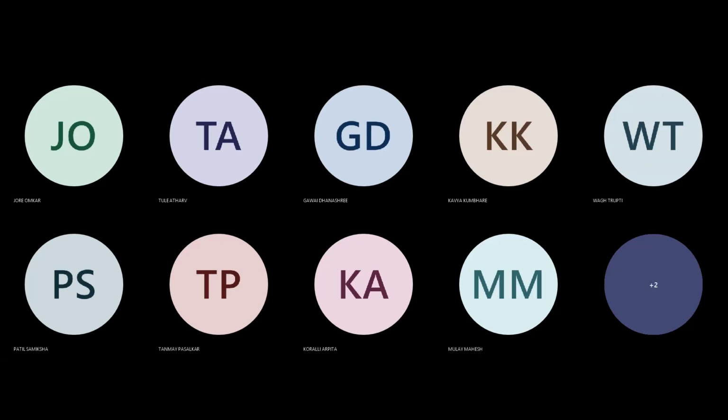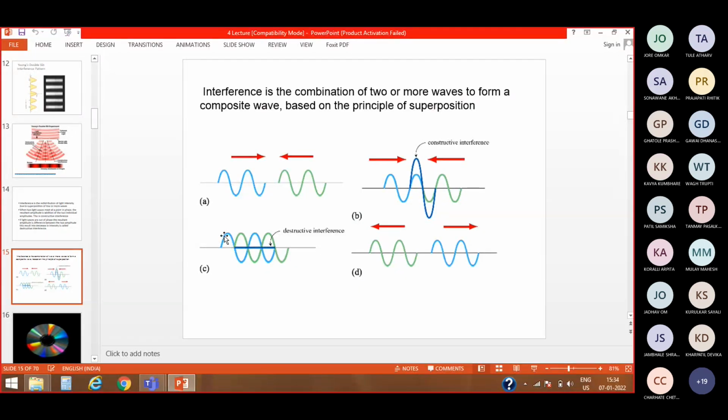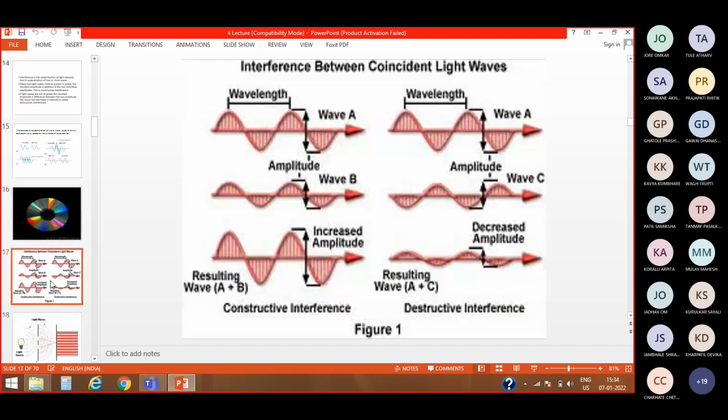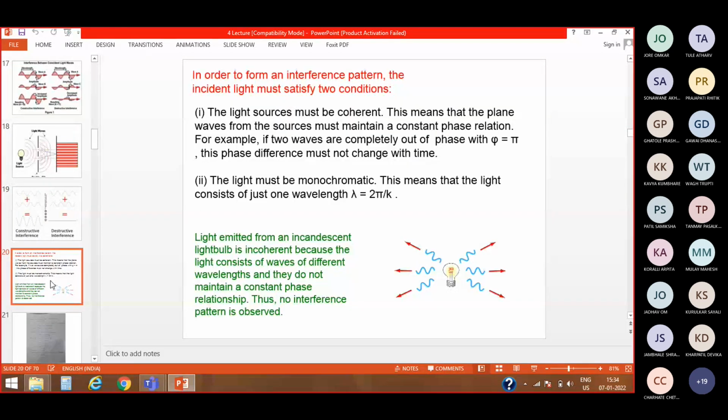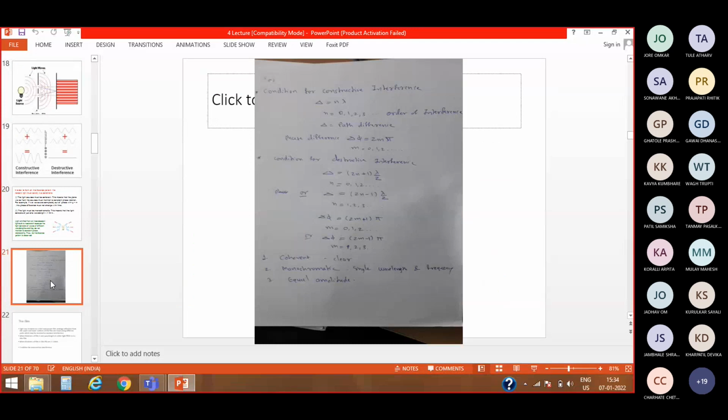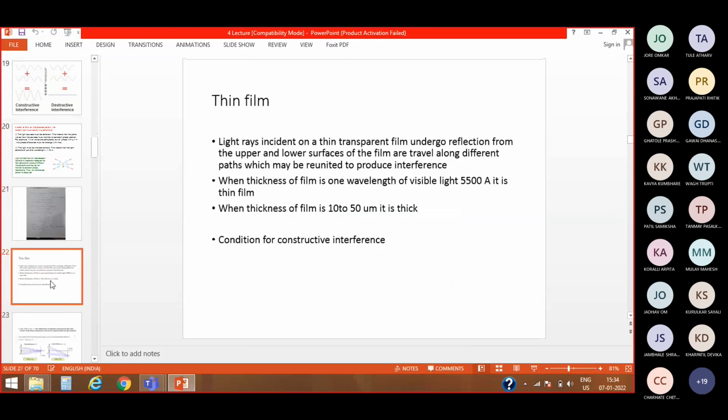Interference: when both waves meet, the crest of one wave meets the trough of the other wave. At that point, what happens? Destructive interference happens, and we get the black line. We saw this yesterday. All these points I had explained yesterday.